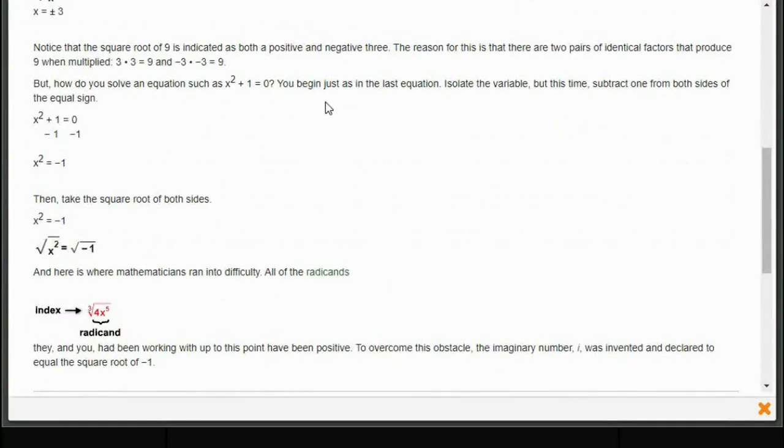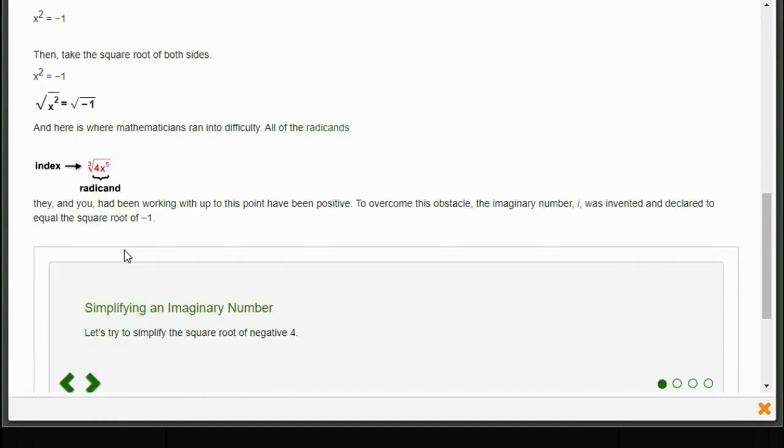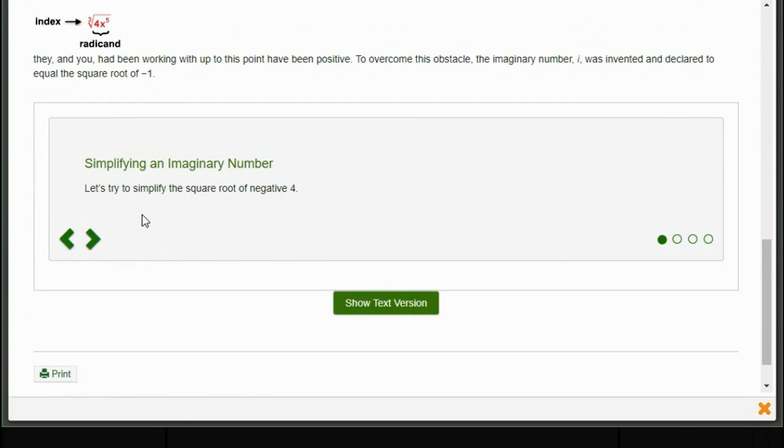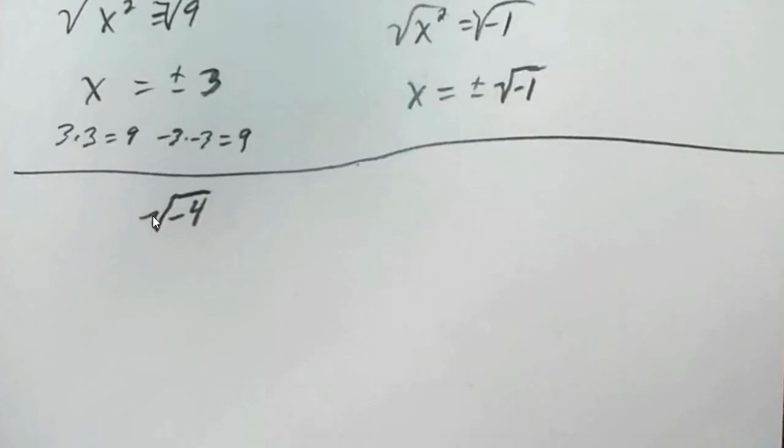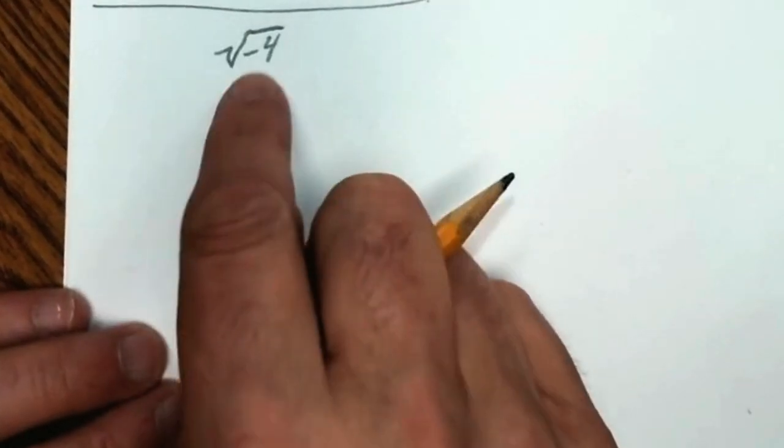All right, so you begin just like the last equation. You get to the square root of -1. So let's try to simplify the square root of -4. That's a good thing to work in here, because we're going to need to be able to do this. The square root of negative 4. We can simplify that.